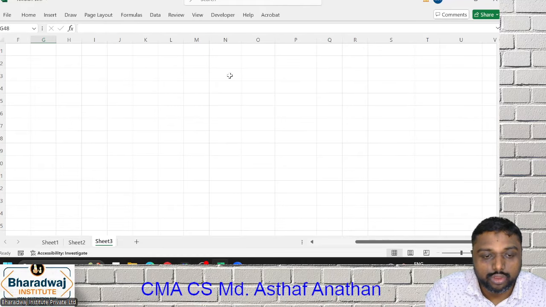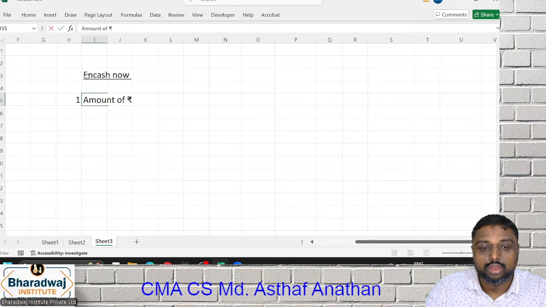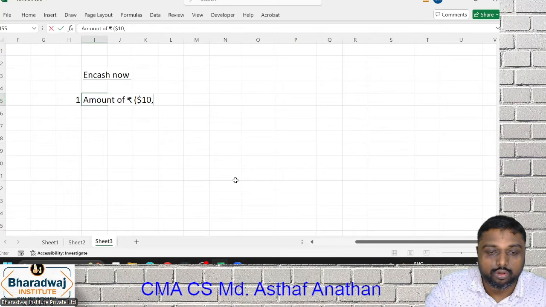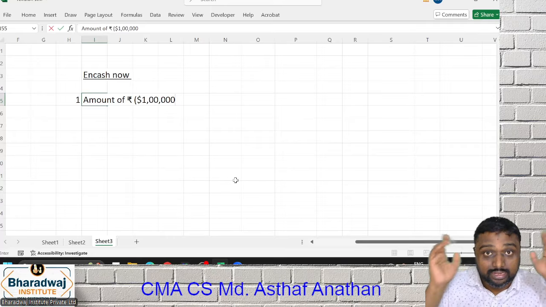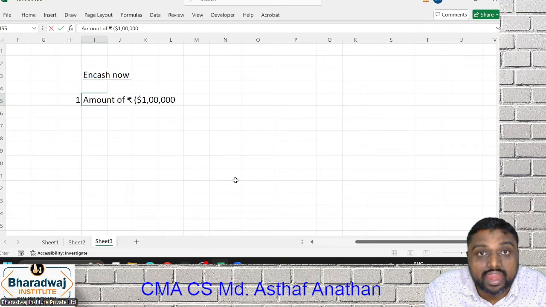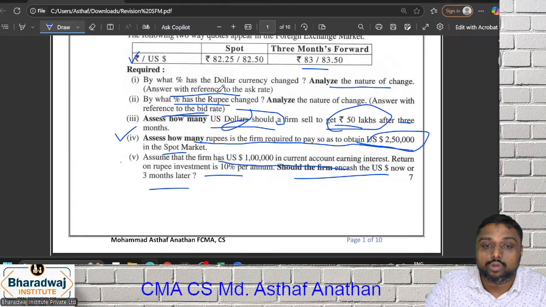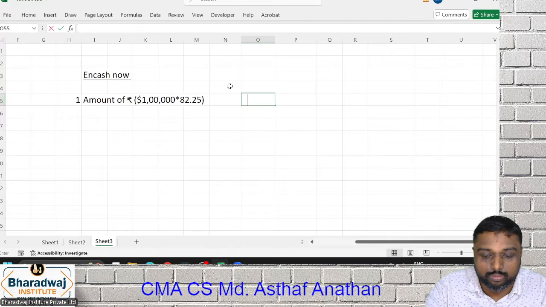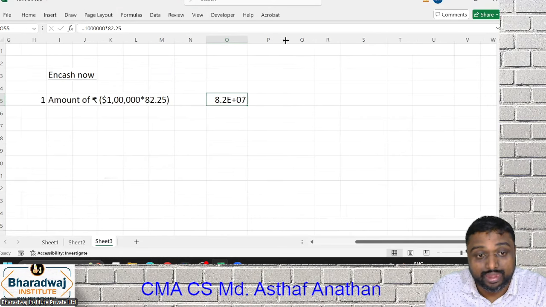If you encash now, what will be the amount, friends? What is the amount of rupees available with you? Dollar 1 lakh. You have dollars with you, so you are giving them to the bank. Bank is buying. The rate at which bank buys is called what? Bid rate. So now you are encashing, the forward bid rate, which is 82.25, you are converting. The amount equivalent to you will be 1 lakh into 82.25. This is the amount available with you if you encash now, friends.